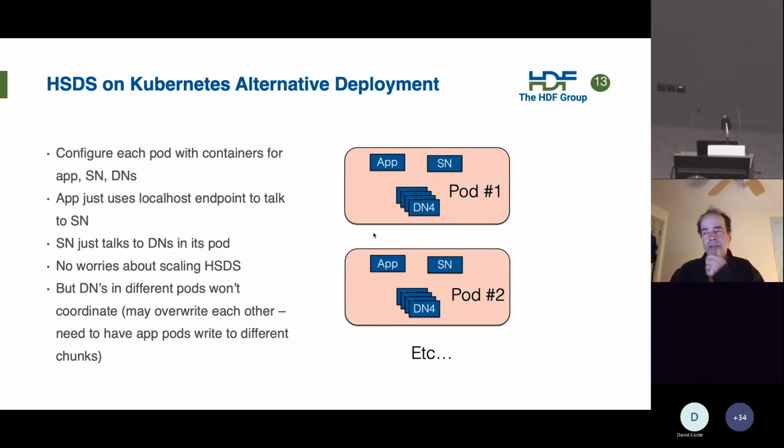The downside of this is that there's no coordination between multiple pods. For example, say I have pod 1 writing to even number of rows of a data set, and pod 2 writing to odd number of rows of a data set, they would overwrite each other's updates. So don't do that.